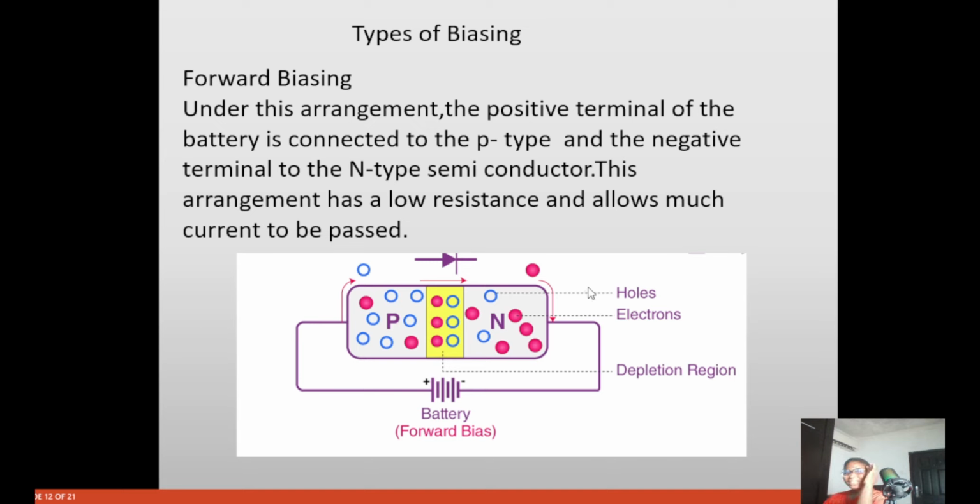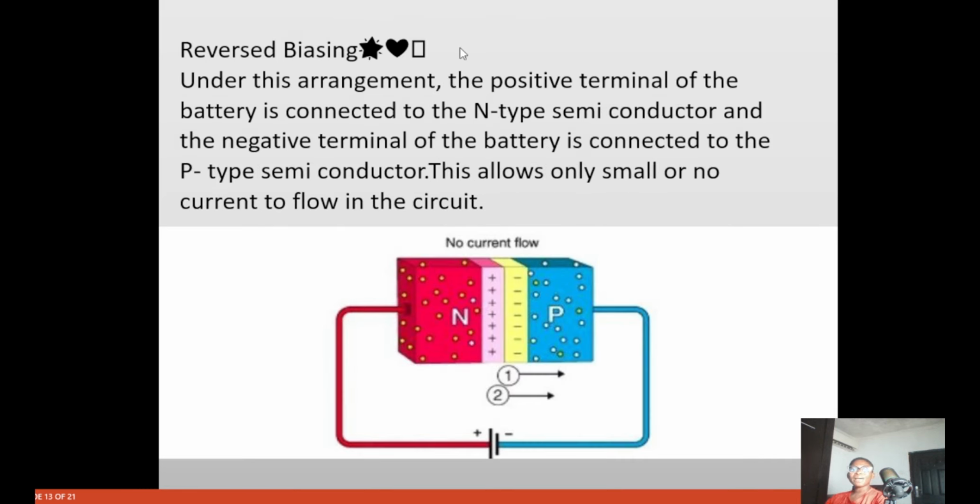This arrangement has low resistance and allows much current to be passed. Resistance is refusal of current, but this one has low resistance and allows much current to be passed. Then the reverse biasing. You can see that it's just going to be the difference. In the other one, the p-type semiconductor was connected to the positive terminal of the battery, and the n-type was connected to the negative terminal of the battery.